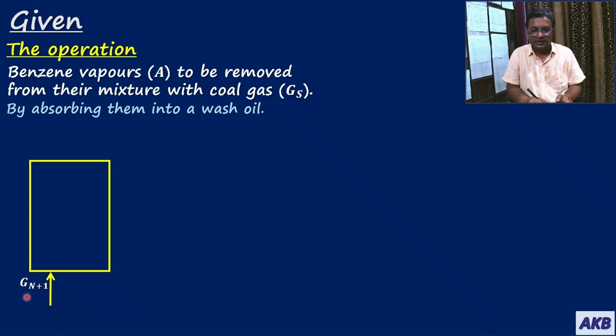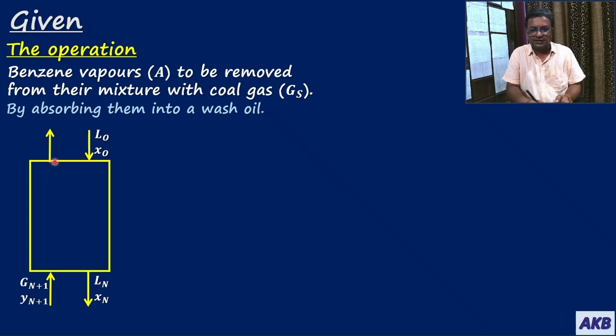So the gas mixture is entering at a molar flow rate of Gn plus 1, and the mole fraction of benzene vapors, that is the solute in this case, is small yn plus 1. This is contacted with the wash oil, which enters the operation at a molar flow rate of L0, and it contains x0 mole fraction of benzene, the solute. Then after the two phases come in contact with each other in the operation, liquid comes out at a molar flow rate of Ln, and it has a mole fraction of solute, that is benzene, xn in it. So after benzene vapors get absorbed into the liquid, it is coming out.